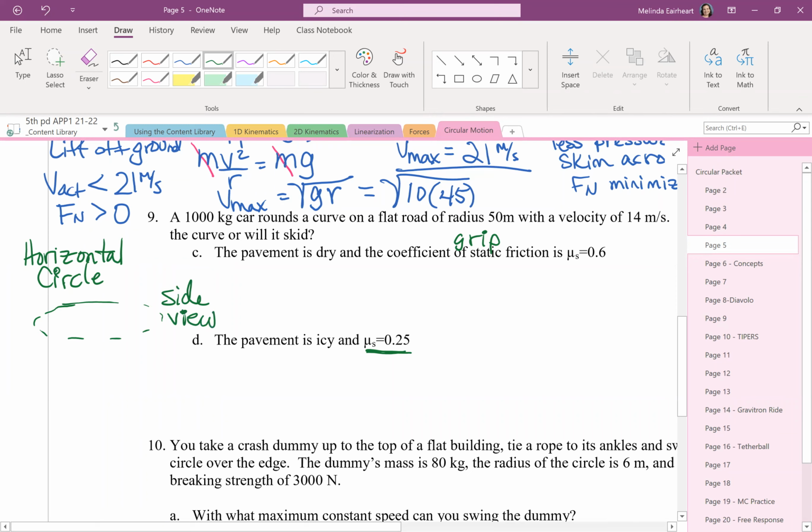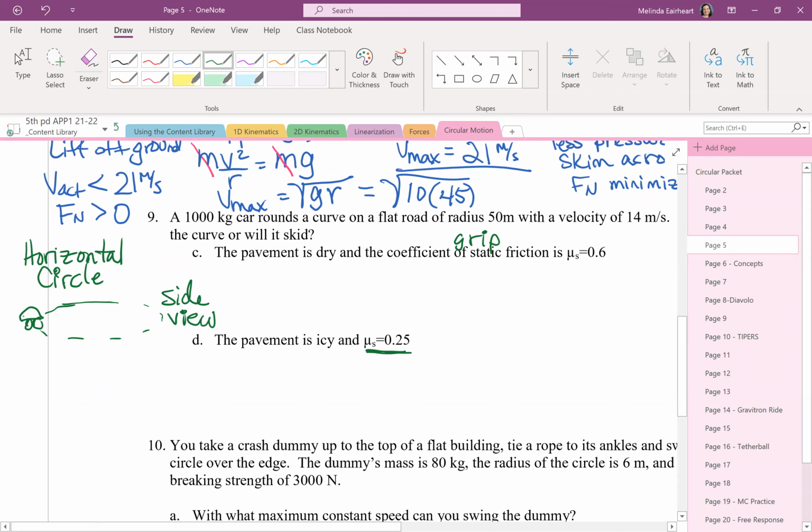Top view, we can draw that as well, but really you just need one, okay? And so where's the car? They don't tell us if it's on the left side or right side, so pick one. I would not pick the back side of the circle or the front side of the circle. Those are a little harder in a side view. And so we'll just say our car is here.